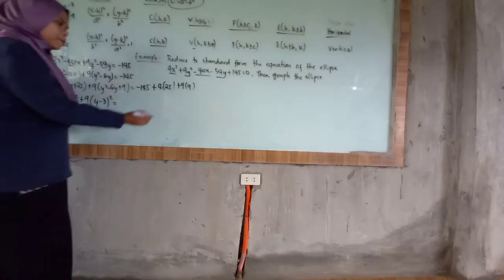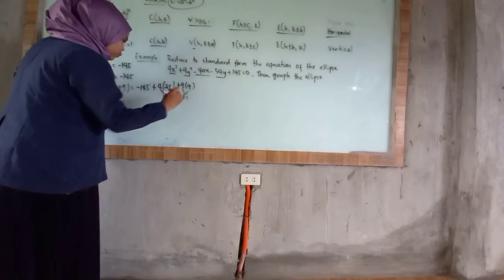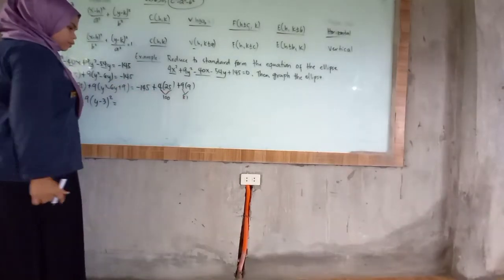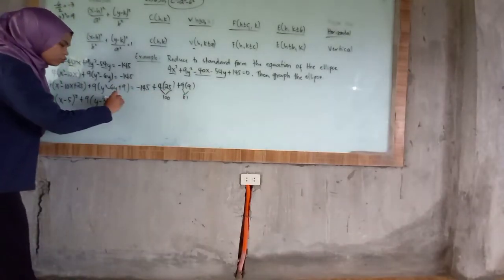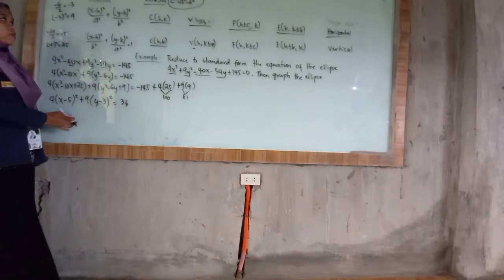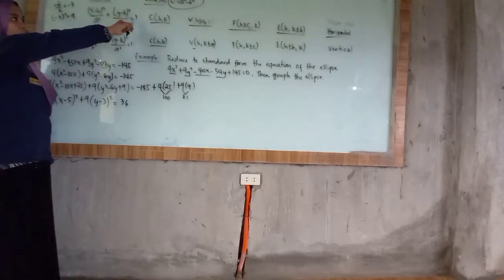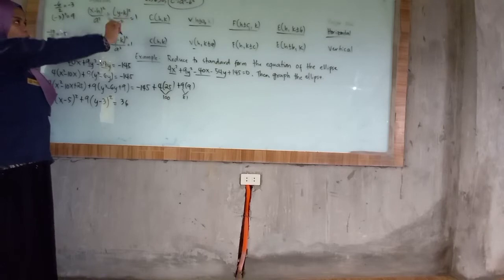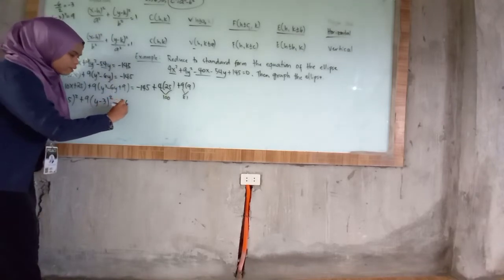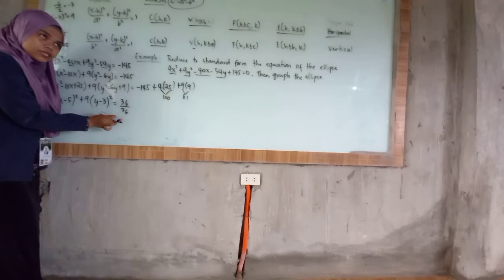So, by simplifying this one, I have this 100. I have this 81. So, negative 145 plus 100 plus 81, that will give us a result of 36. Okay. So, kung mapapansin nyo class, sa ellipse class, you have to make sure that the right side of the equation is only 1. 36 divided by 36 is 1.